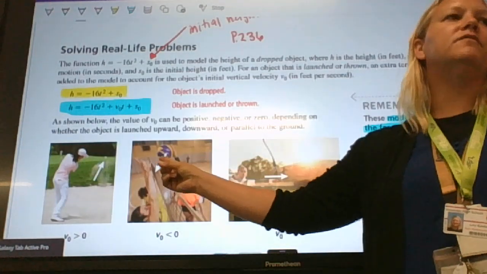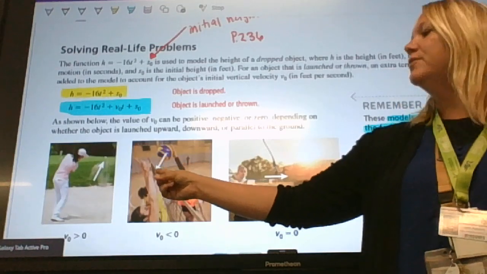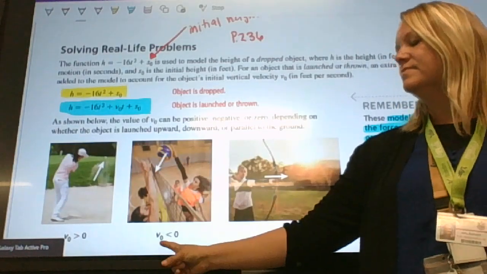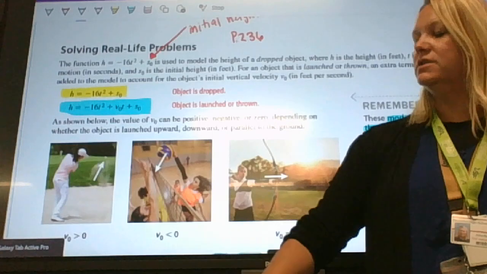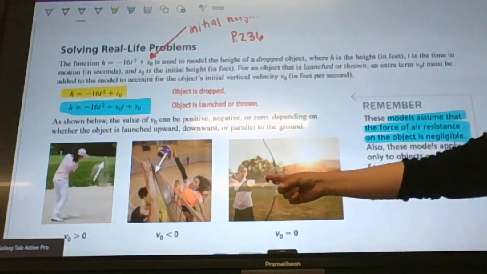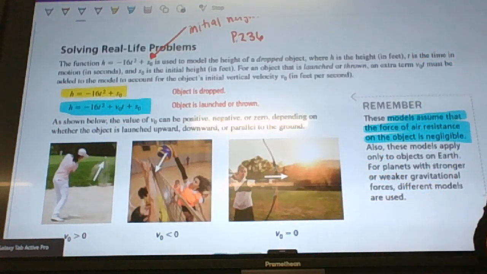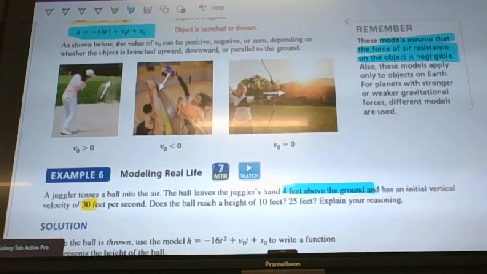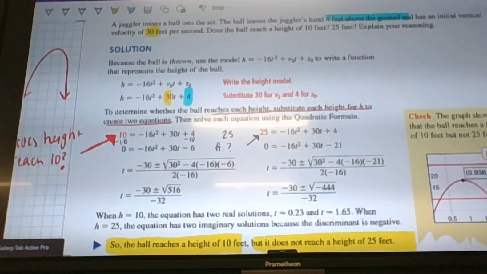If you're spiking a volleyball, if you're hitting it downward, your velocity is less than 0, going downward. But if you're going straight, your velocity sub 0 perfectly equals 0, parallel to the ground. And so you'll talk a lot more about velocity in physics. There's a lot more that goes into this conversation. This is just an introduction. So let's take a look at this.